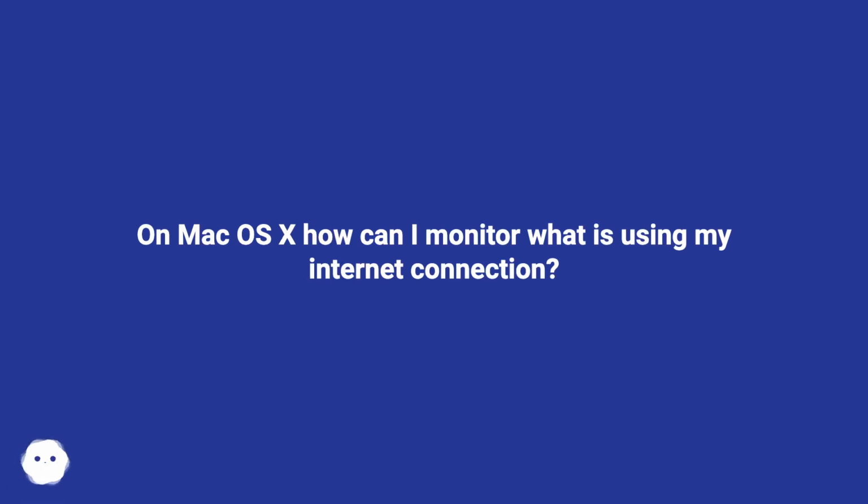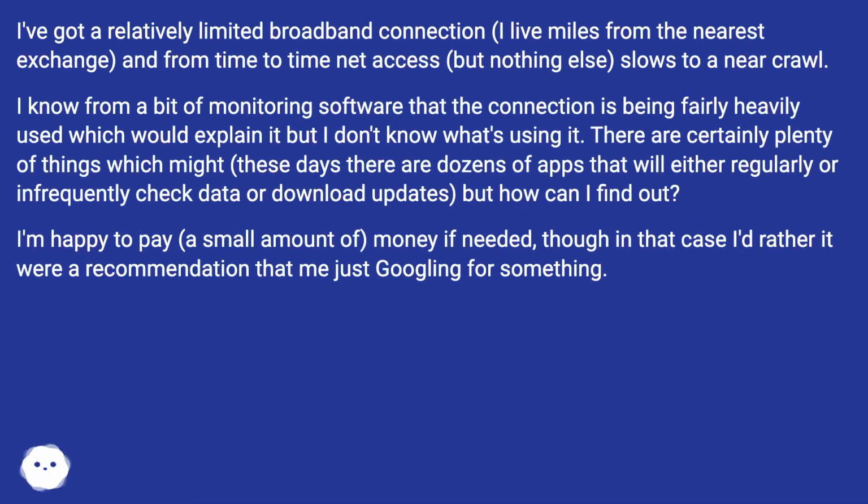On Mac OS X, how can I monitor what is using my internet connection? I've got a relatively limited broadband connection. I live miles from the nearest exchange, and from time to time net access, but nothing else, slows to a near crawl. I know from a bit of monitoring software that the connection is being fairly heavily used, which would explain it, but I don't know what's using it.